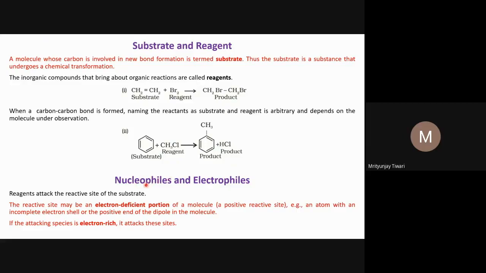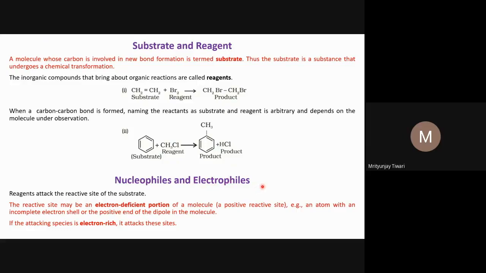What else could be an electron rich species other than one with a negative charge? A species having a lone pair of electrons, and this lone pair can take part in a chemical reaction. So species having a lone pair of electrons also behave as nucleophiles. Another species which can behave as a nucleophile is one with a very large pi electron cloud, or very high pi electron density. And then the counter term is electrophiles.